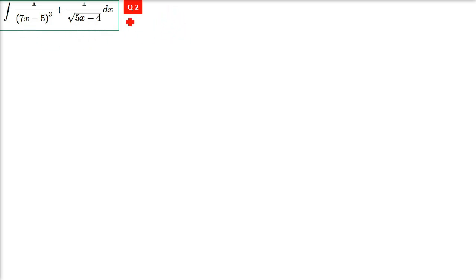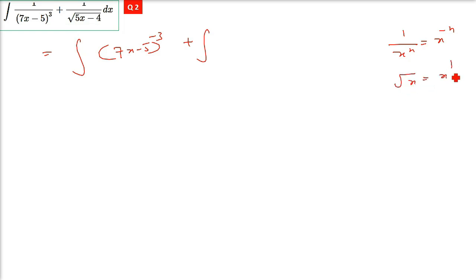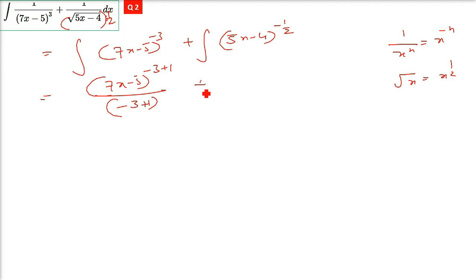When we integrate this, it will be equal to the integration of this (7x minus 5) whole cube going up, so (7x minus 5) raised to minus 3. 1 by x raised to n is x raised to minus n. Under root x is of course x to the power half, so when it goes up it is going to be (5x minus 4) to the power minus half. So when we integrate this, (7x minus 5) to the power minus 3 plus 1 divided by minus 3 plus 1. Here we have (5x minus 4) to the power minus half plus 1 divided by minus half plus 1.